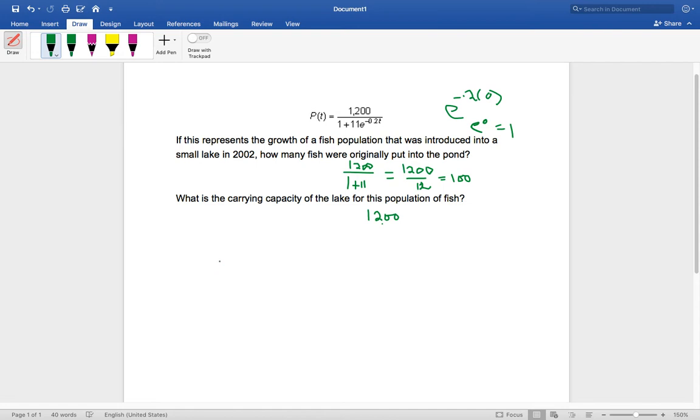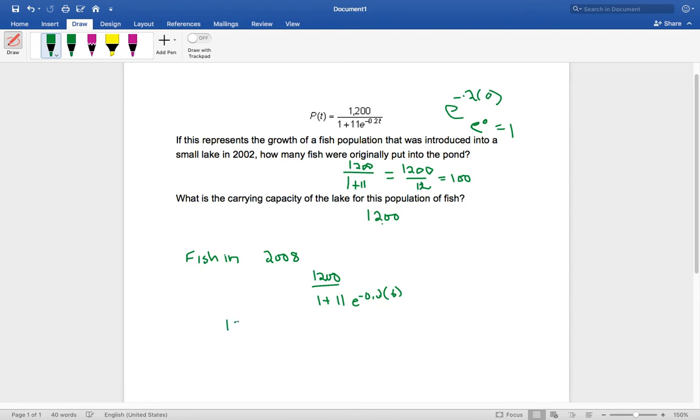What about if I asked you how many fish were there in 2008? How many fish were there in the year 2008? Then I would just go 1,200 divided by 1 plus 11 e to the negative 0.2 times 6, right? Because that's 6 years after 2002.